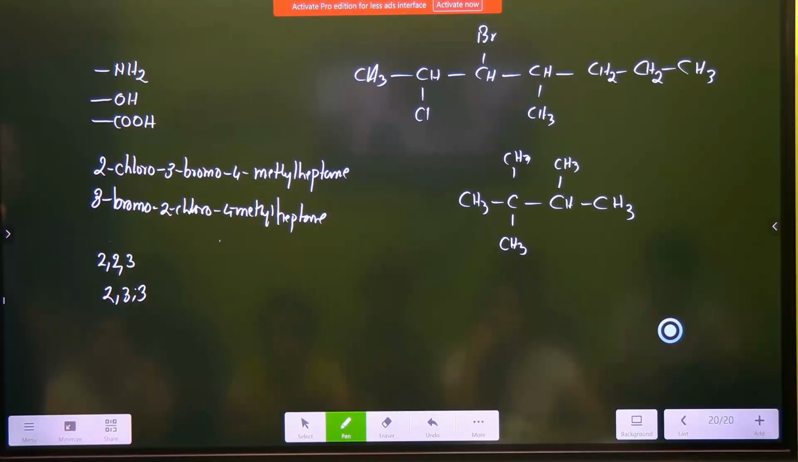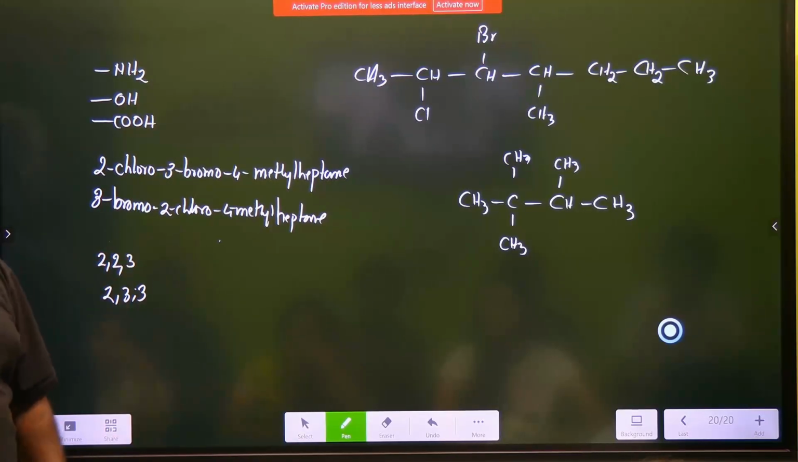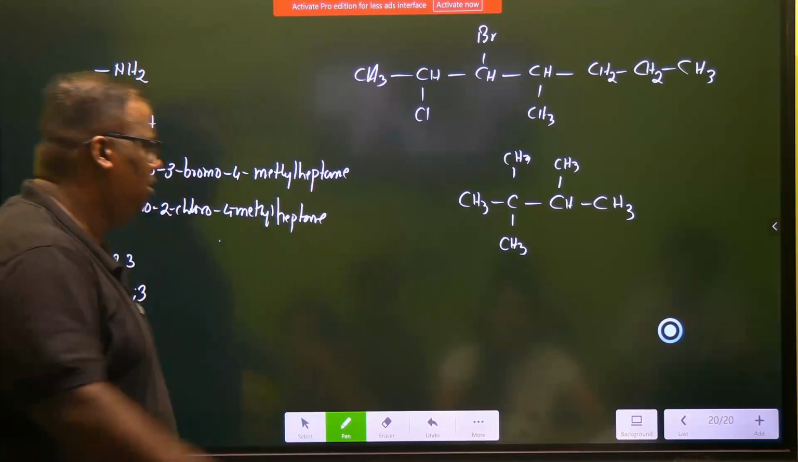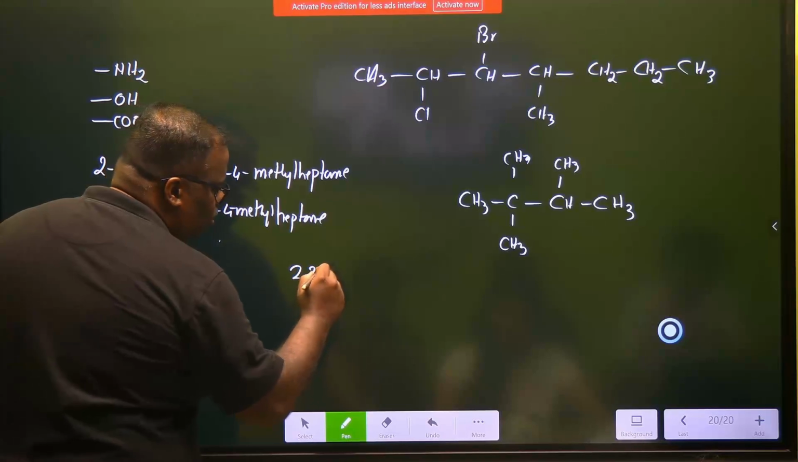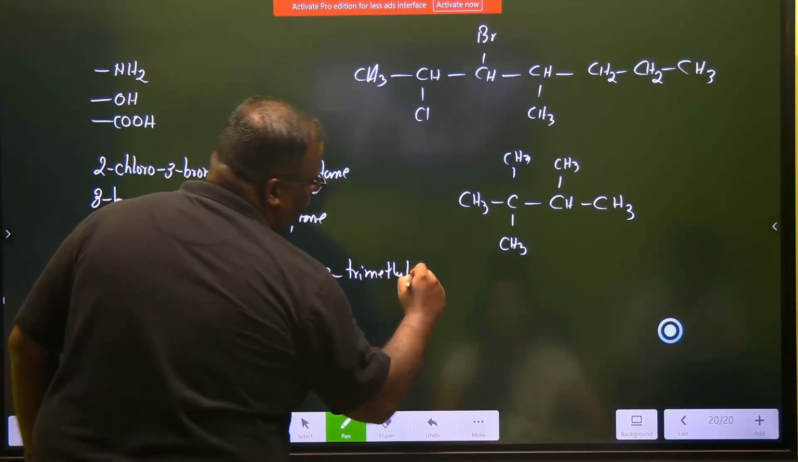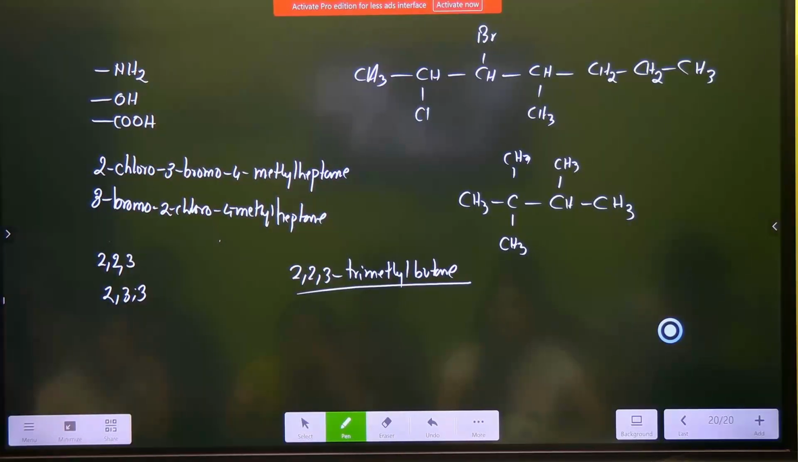I have told you the main thing. Now can you name the compound? Whom did you pick? Dimethyl. Whom did you pick? At 2, 2 and 3, what is attached? Methyl is attached. Do you see any difference in this, this, this? There is no difference, right? So give the name. 2, 2, 3 trimethyl. Yes. Butane. 2, 2, 3 trimethyl butane.